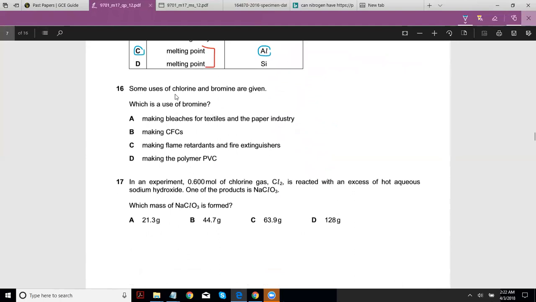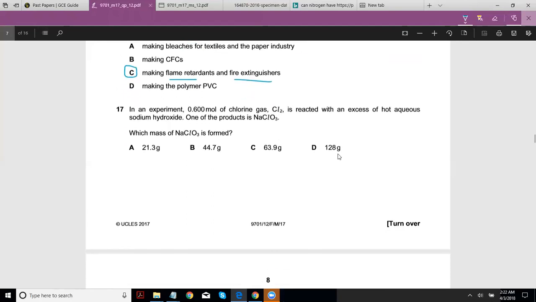Then you have 16. Some uses of chlorine and bromine are given. What is a use of bromine? There's not much to explain in this. It's used to make flame retardants and fire extinguishers. It's just more knowledge based. But let's go to 17.